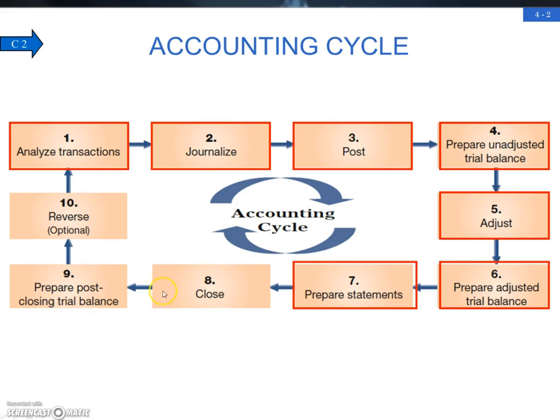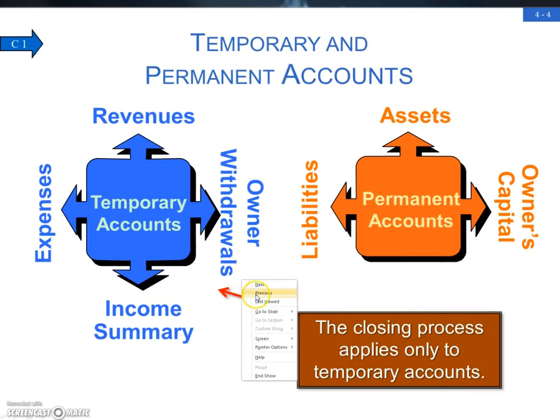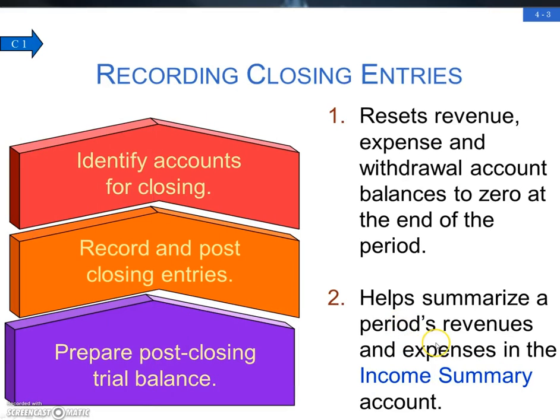But Step 8 is the primary area where we're going to focus on, which is closing the temporary accounts. So first step is we want to identify the accounts that we're going to close. Next is we're going to record the journal entries and post those journal entries which close those temporary accounts, and then just prepare that post-closing trial balance. One of the things, let me back up here. One of the things that we're going to do is, of course, we're going to reset our revenue, expense, and our owner withdrawal accounts back to 0, right? We want them to be a 0 balance. Those are the temporary accounts, and we want them to all have a 0 balance.